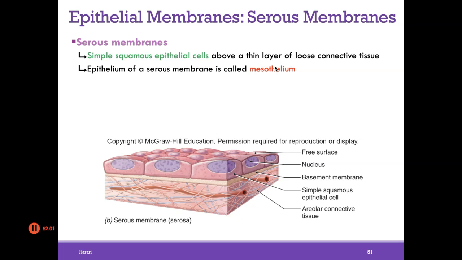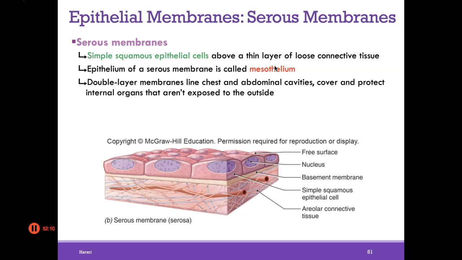The epithelium of a serous membrane is called the mesothelium. So the epithelial component of a serous membrane is called the mesothelium. And the serous membranes produce a watery serous fluid, and they line the insides of body cavities to make sure that they don't have too much friction as they expand. We don't want organs rubbing past each other. So serous membranes allow for the serous fluid to lubricate and reduce friction.